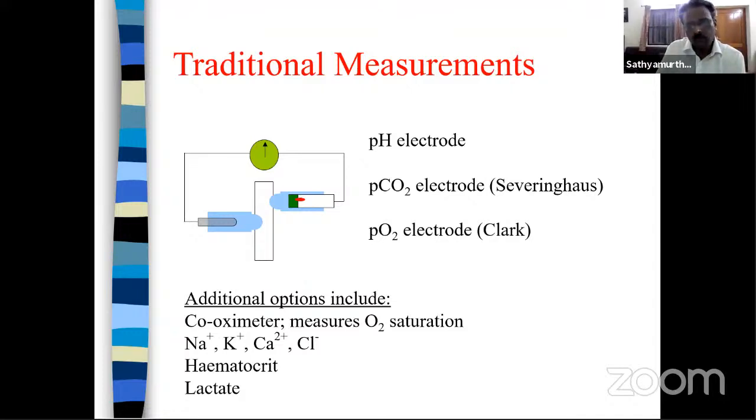So most of the newer machines come with your pH, PCO2, and PO2. And apart from this, they also give you sodium, potassium, calcium, chloride. Some of them might not have the potassium. Some of them might not have hematocrit. And most of the machines nowadays come with your lactate also.